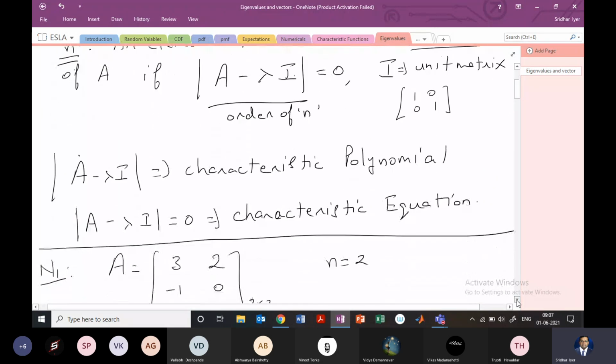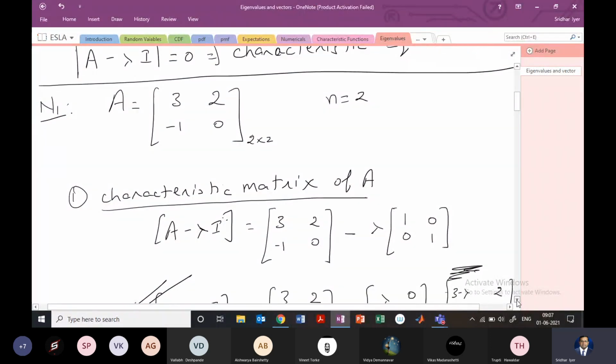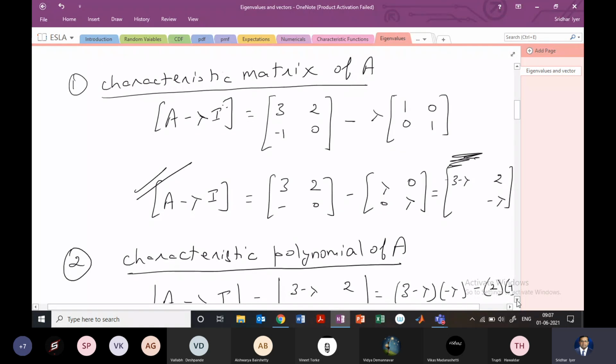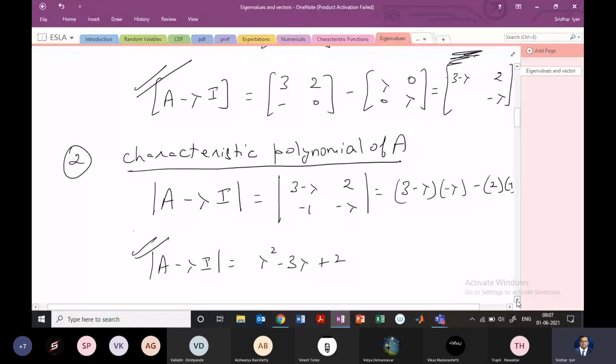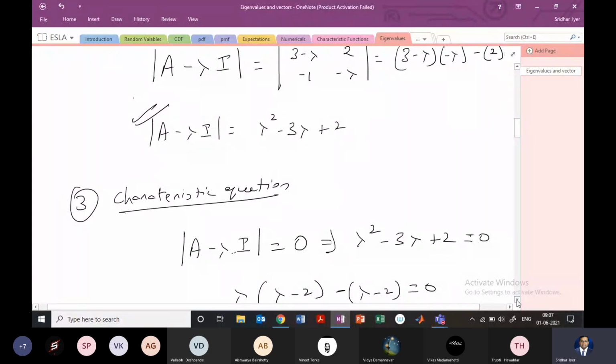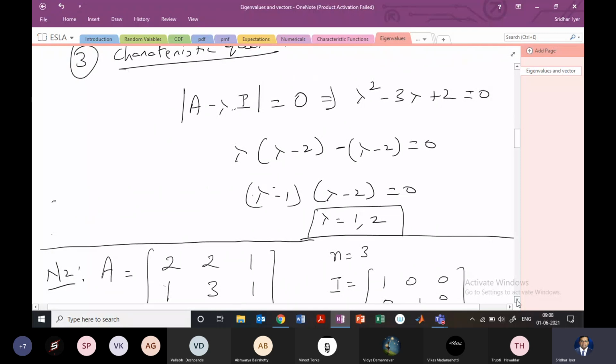Okay. A quick recap on how we can find the eigenvalue. I'll take the example of this numerical. The first step is to find the characteristic matrix of the given matrix A, so you find A minus lambda I. Then you find the characteristic polynomial, that is the determinant of A minus lambda I. Then you find the characteristic equation, which is determinant of A minus lambda I equal to 0. Once you do that, you get the roots, that is, the values of lambda.